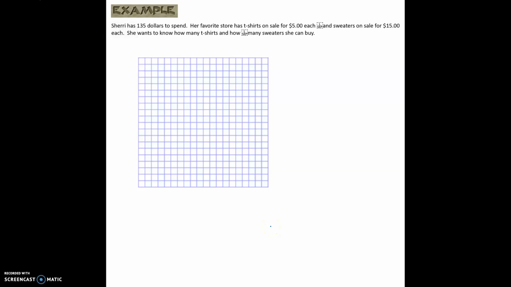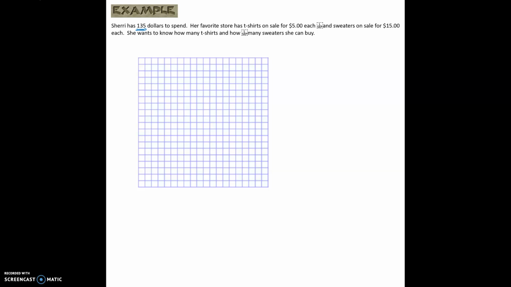Okay, so this lesson is going to be on word problems, but it's just dealing with one linear inequality. Sherry has $135 to spend, so that's how much she has in total. Her favorite store has t-shirts on sale for $5 each and sweaters on sale for $15. She wants to know how many t-shirts and how many sweatshirts she can buy.